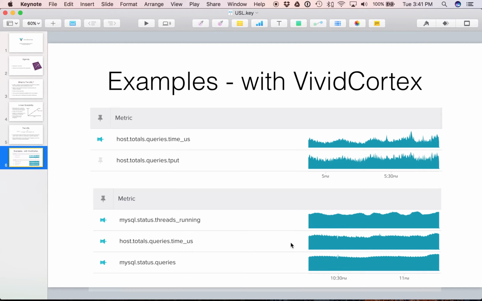I included the second one because I wanted to show that for MySQL in particular, there are some of the metrics you can get right out of MySQL that are valid inputs to this model. Threads running is essentially a metric of concurrency.